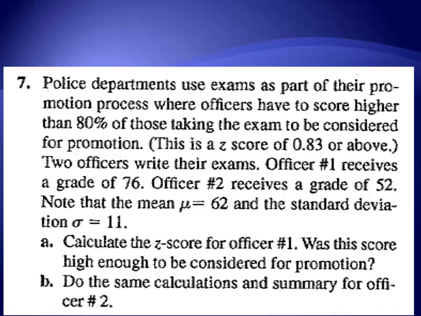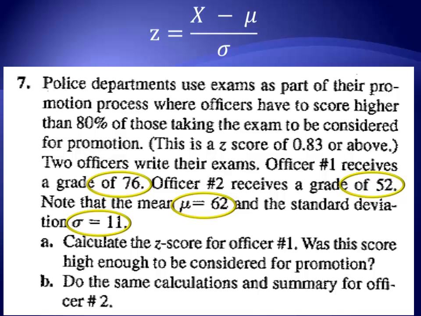This example was taken from a question related to your reading from the Fox text. The question is asking to identify if the scores received by Officer 1 and 2 are high enough to be considered for promotion. The question provides the mean and standard deviation of the distribution of scores, along with the observed values of Officer 1 and 2. Using the first formula for z-score calculations, we can determine the probability that Officer 1 would receive a score of 76 and Officer 2 would receive a score of 52.